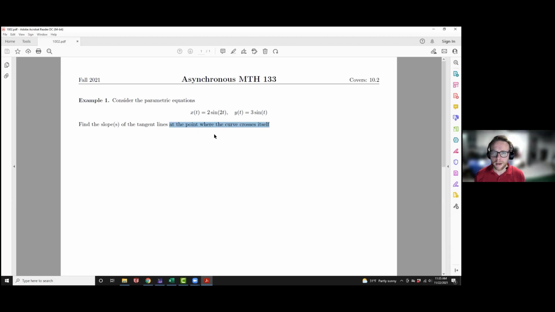If you would, please pause the video, take 90 seconds, 2 minutes or so, and try to find the time where this curve actually crosses itself. Then come back, unpause the video, and we'll go over the results together.